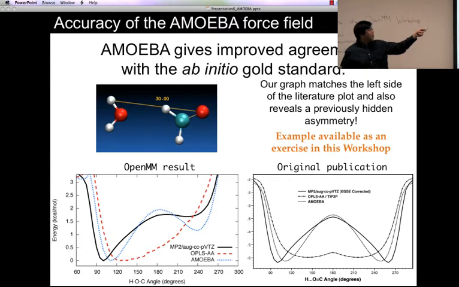You can see that because this hydrogen has moved to the other side, the energy on the right side is higher than the energy on the left side. But in the original literature figure, they didn't show this because they kept the water molecules symmetric on both sides of 180 degrees. And if you think this is interesting, you can actually create this result using an exercise in this workshop. It's really quite easy, and you will also learn several new concepts in OpenMM along the way. So I recommend that you stop by my breakout session.